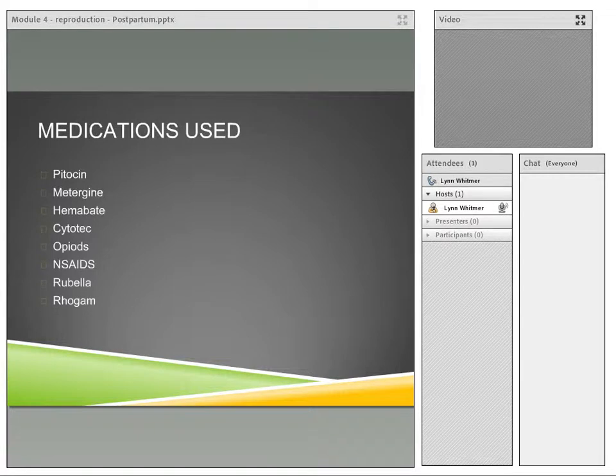Opioids you should be well familiar with because of your association in medical surgical nursing. NSAIDs, best way to treat dysmenorrhea or painful bleeding, painful cramping, uterine cramping.